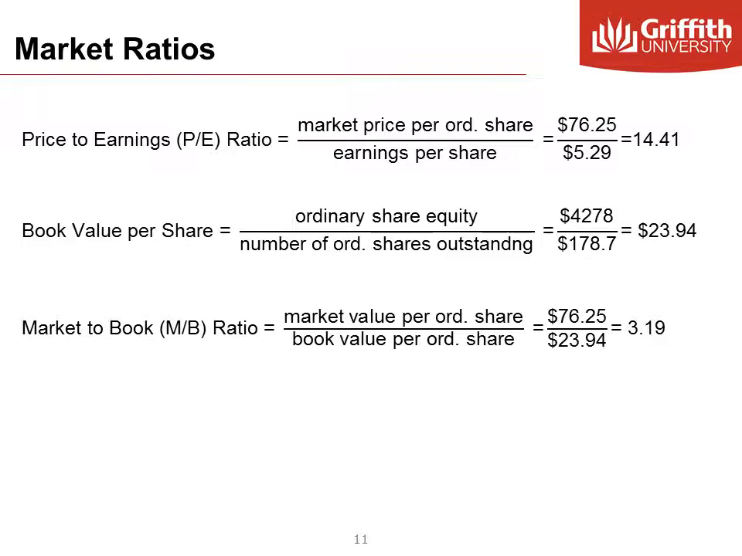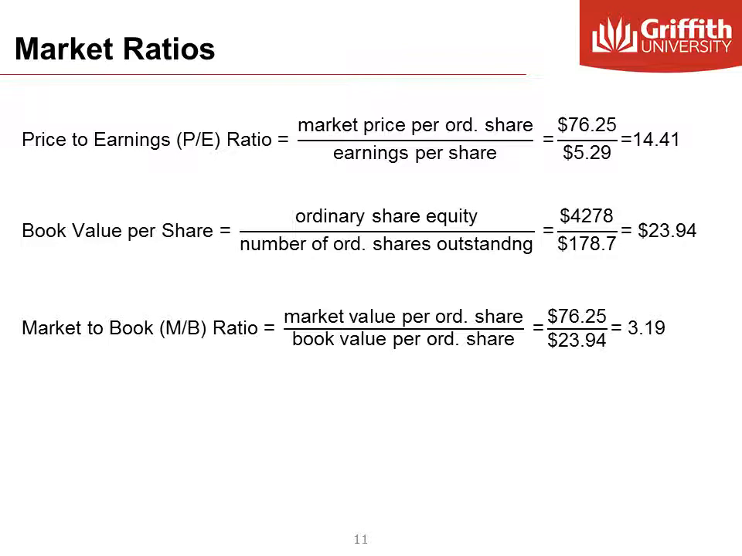Last set of ratios, the market ratios, use a non-accounting number, the market price per share, which implies that these ratios can only be calculated for publicly listed companies. These ratios show how investors think the company is performing. The price of one share for Global Petroleum Corporation as at 30th of June 2012 was $76.25.